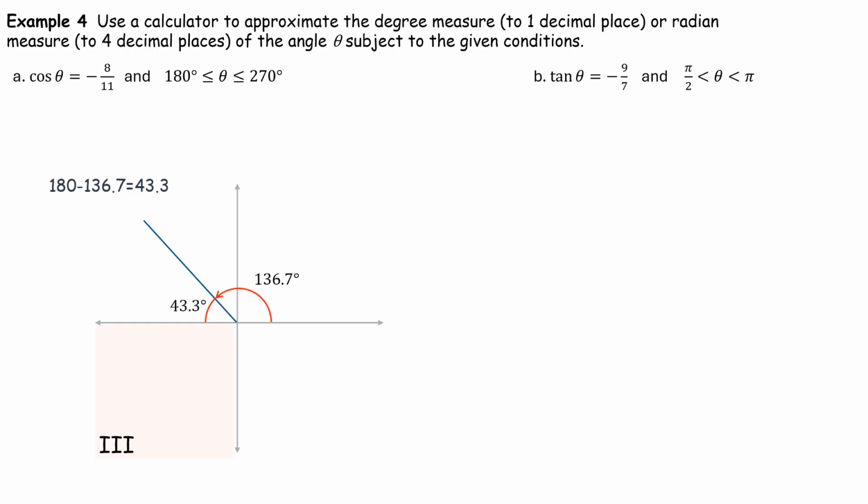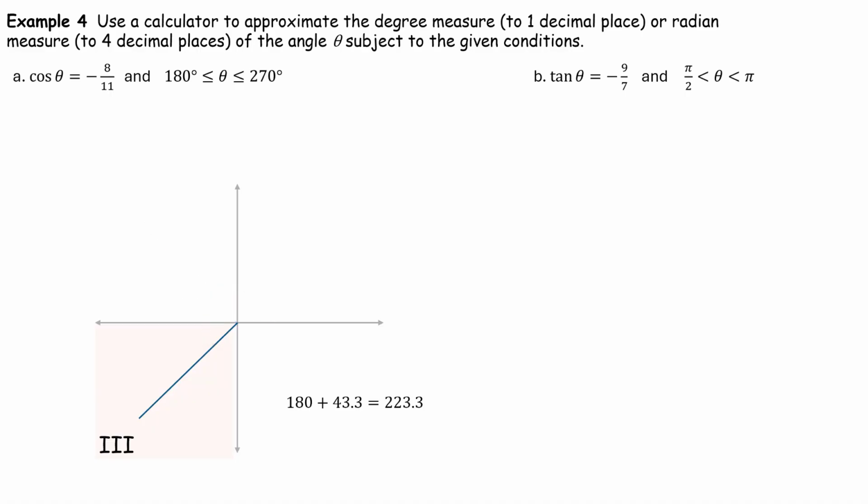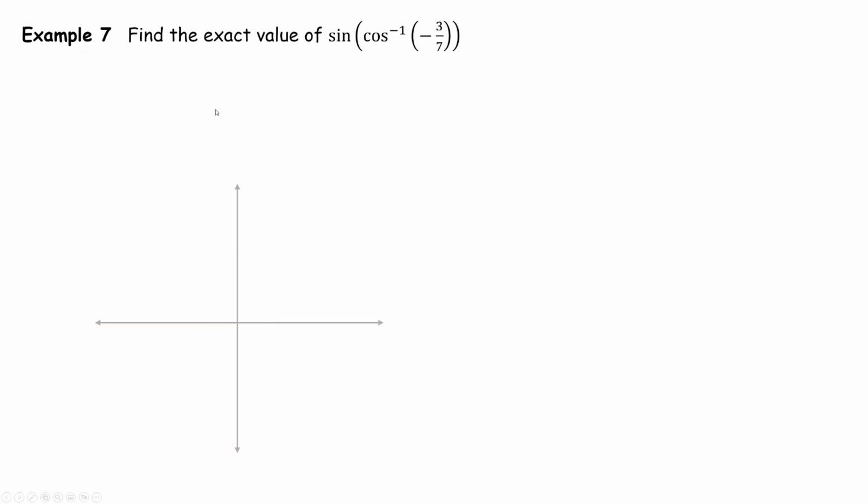You're going to use that angle to find the third quadrant angle that actually has a cosine of negative 8/11ths. So it will have that same reference angle. And to find out what the actual angle from 0 degrees is, you would just do 180 plus 43.3. And so that would be here, and that's 223.3. So that's the angle that has a cosine that's negative 8/11ths in the third quadrant.